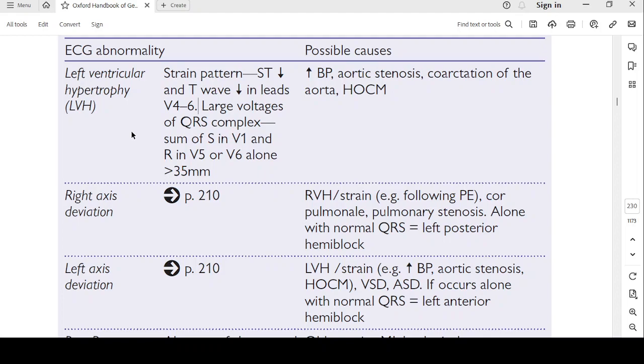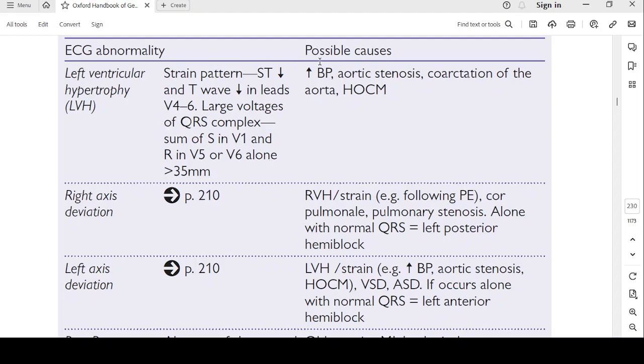Large voltages of the QRS complexes. So these are large voltage QRS complexes. A sum of the S wave in V1 and the R wave in V5 or V6 would be more than 35 millimeters. That means 35 millimeters is 35 small squares, that is 7 big squares.